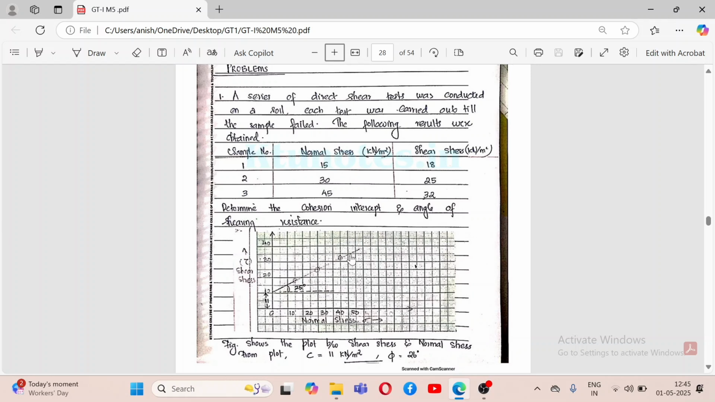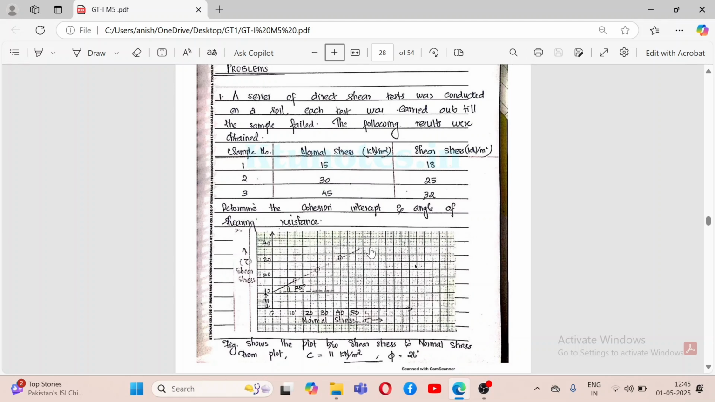Three samples are there, so three points. Then you draw a slope line here, until it touches the axis. Then by using the protractor, keeping it at this level, you get the angle here. What is the given angle? That is phi, the angle of shearing resistance.